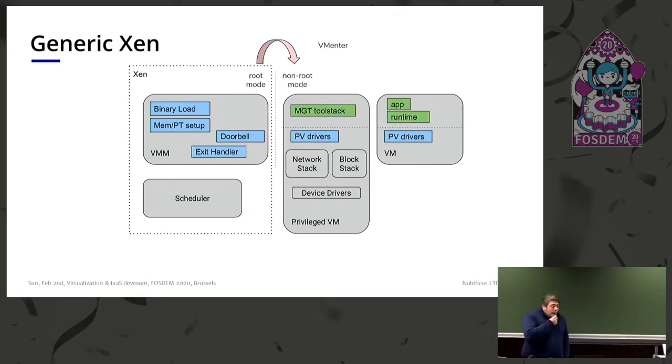In the Xen case, the good thing is that there's no redundant mode switch, but still we need a helper driver domain to be able to handle device access. So actually there is an extra mode switch and an extra world switch.